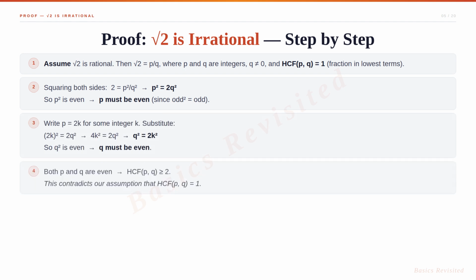Step 4. Both p and q are even. This means their HCF is at least 2, but we assumed HCF equals 1. This is a contradiction. Therefore, our original assumption was false. Root 2 cannot be written as p over q. Root 2 is irrational. Proof complete.